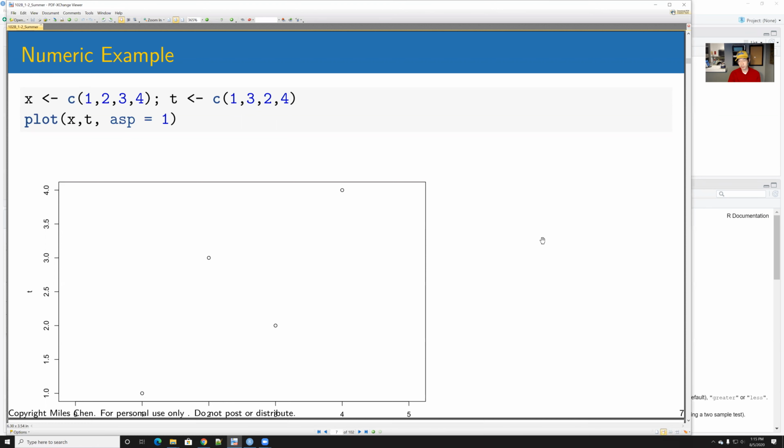So that's what we have. Okay, so anyway, this is what I got: 1, 2, 3, 4 for X, and T is 1, 3, 2, 4. And when you plot it, it looks like this.